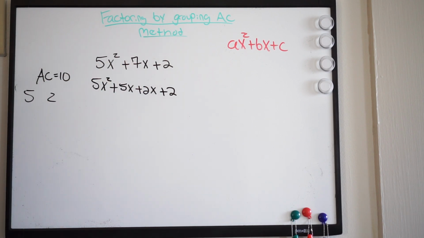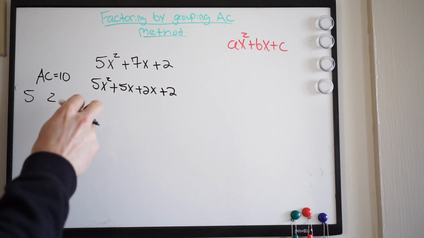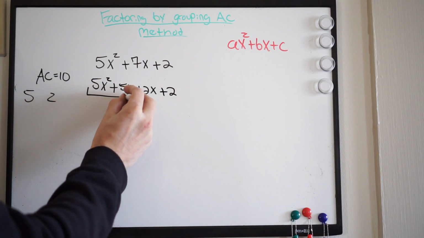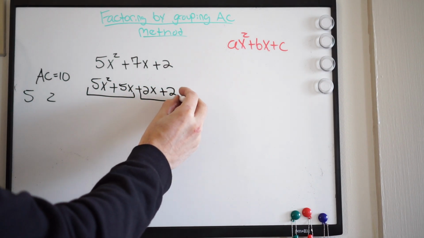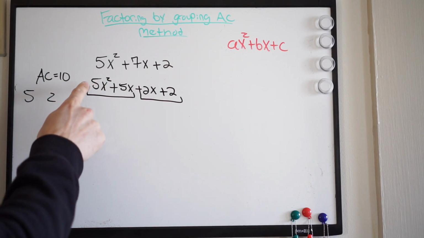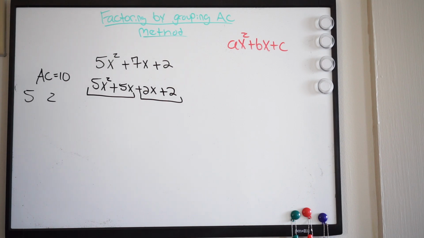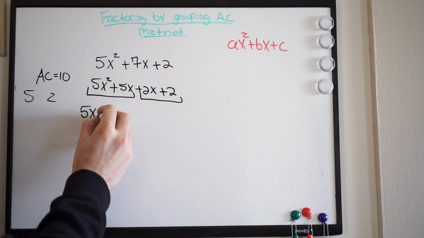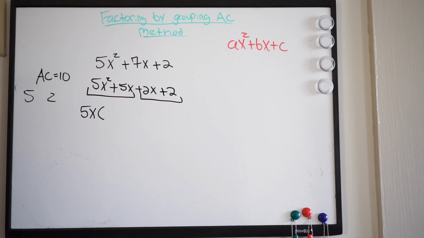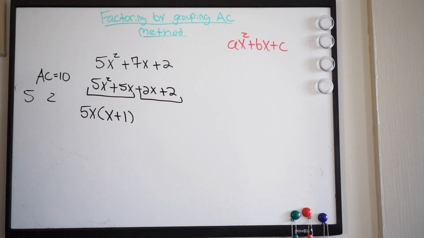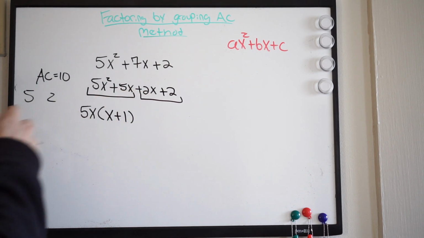Now this is where the factoring by grouping part comes into play. We take our two parts, which are here and here. So I like to use a little bracket so it's easier to see. And we see what we can take out of our first part. Well, it looks like they have both a 5 and an x in common, so I'm going to go ahead and take that out. So 5x, and then inside I'm going to have x plus 1.